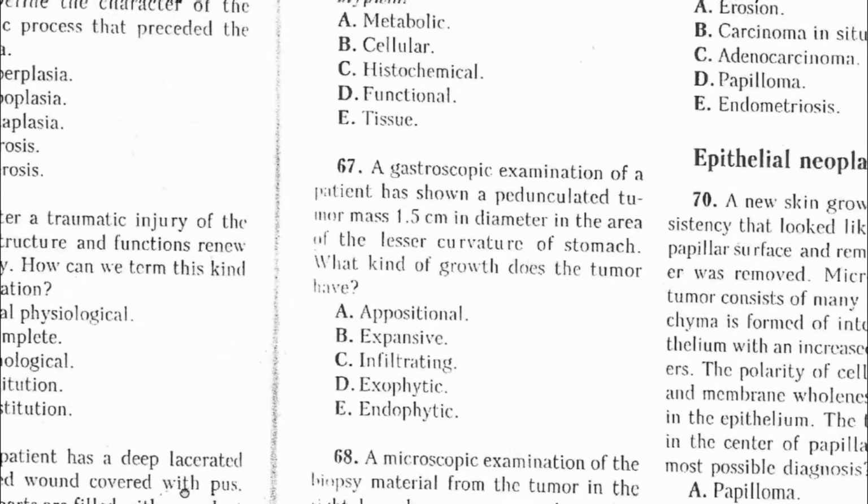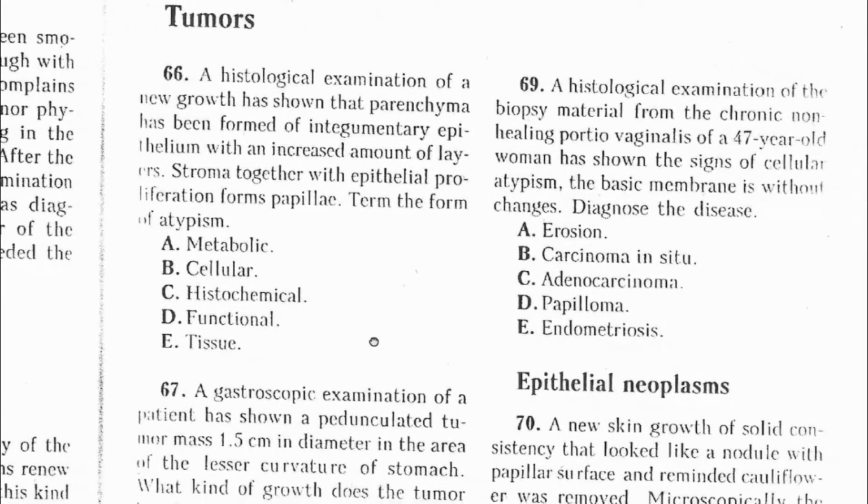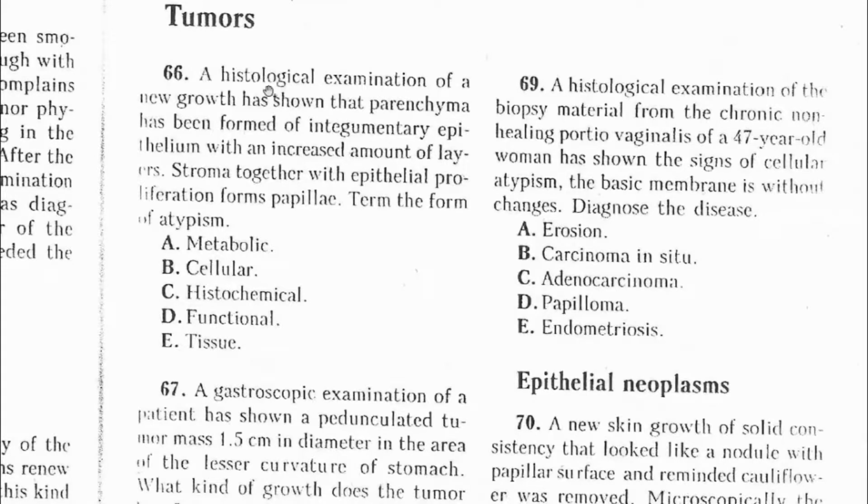66. Tumors. Oh, this place. Try. Anyways, we have no option. A histological examination of a new growth has shown that parenchyma has been formed of integumentary epithelium with an increased amount of layers. The stroma together with epithelial proliferation forms papillae. Term the form of atypism. Atypism means abnormal cell growth. All right, so let's do some learning over here.